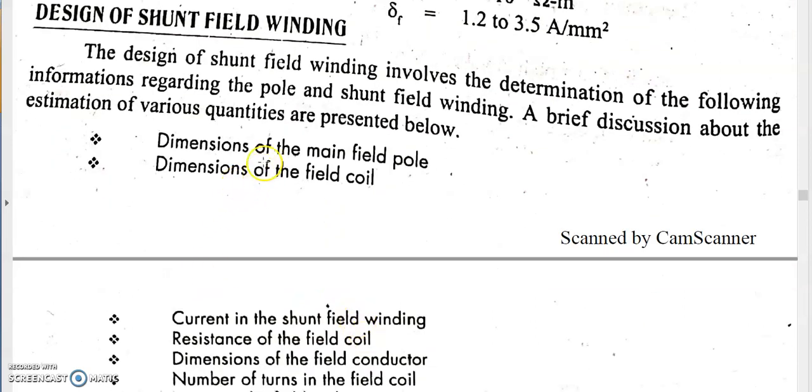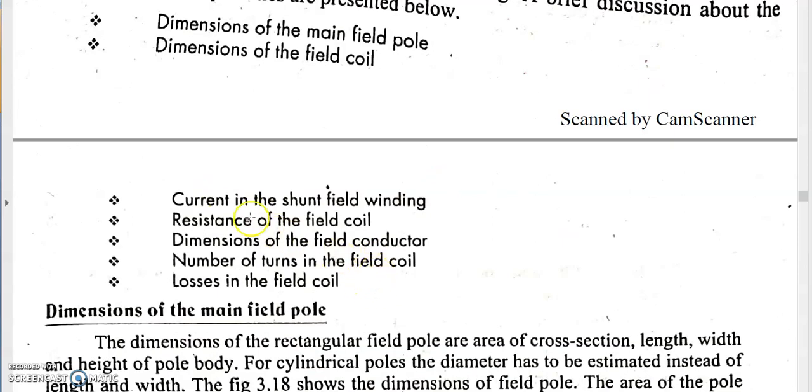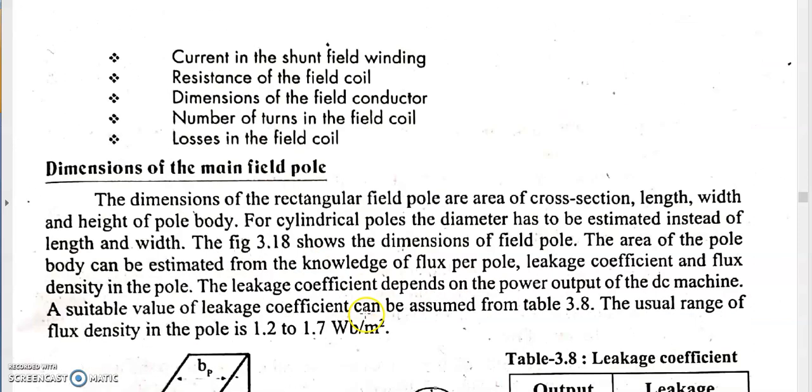So that includes the dimensions of the main field pole, then dimensions of the field coil, and current through shunt field winding, resistance of the field coil, dimensions of the field conductor, number of turns in the field coil, and losses in the field coil. So these are all what we are going to take one by one.